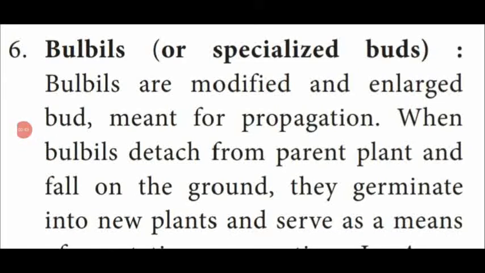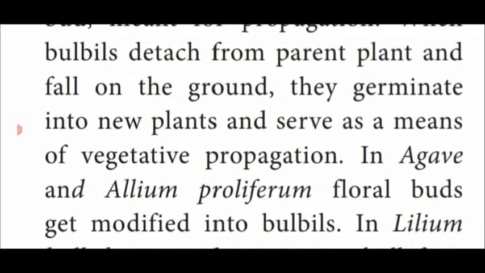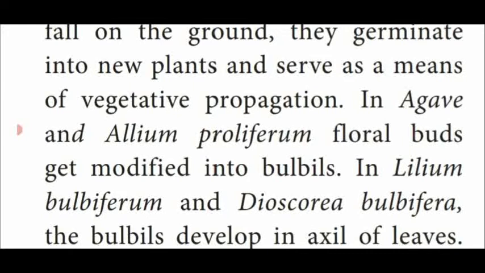Dear students, the next type of bud is the bulbil or specialized bud. These are modified, enlarged buds which are responsible for vegetative reproduction, that is propagation. These bulbils detach from the parent plant and fall on the ground, and they germinate and give rise to a new plant, and that is known as vegetative propagation.